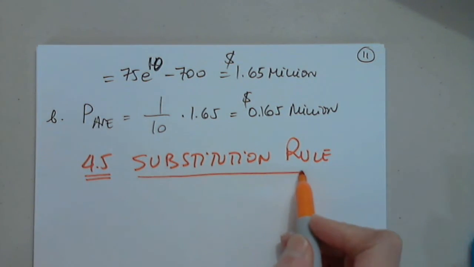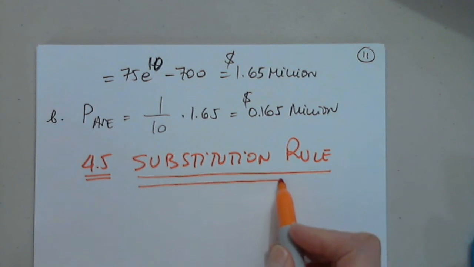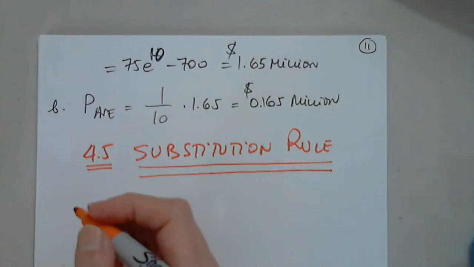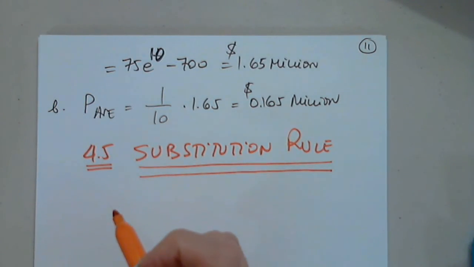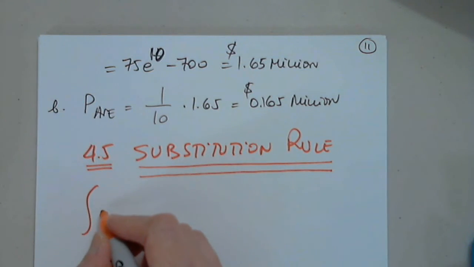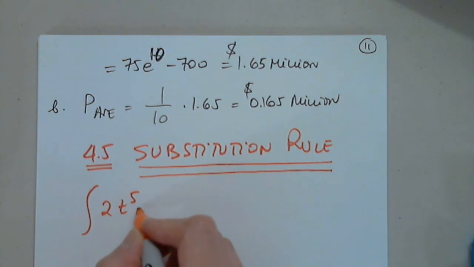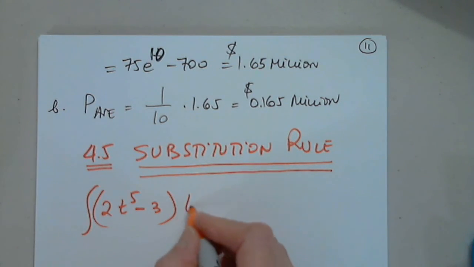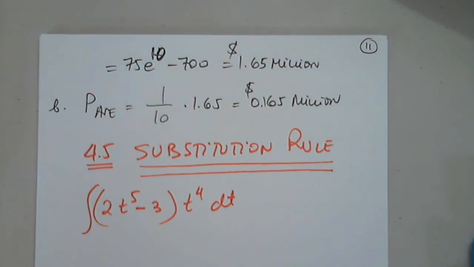The substitution rule is not supposed to torture us. It's supposed to give us an easier way to determine an integral, either definite or indefinite. So allow me to pick an example. I'll pick one and then we'll look at any example you want. So let's say I'm looking at the integral of 2t to the 5th minus 3 times t to the 4th dt.